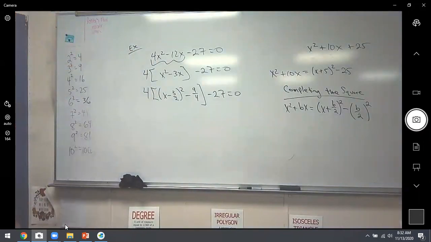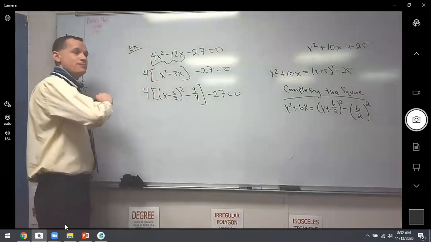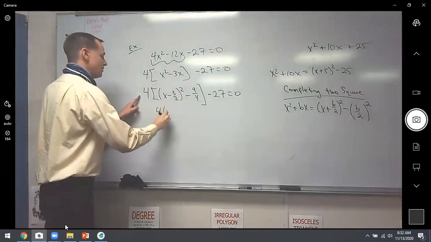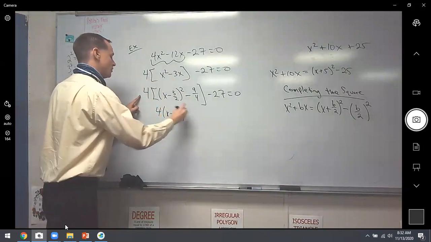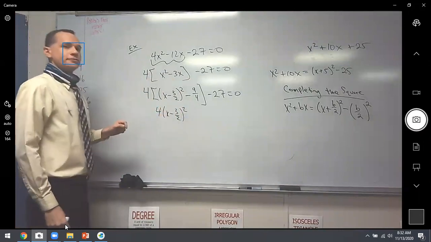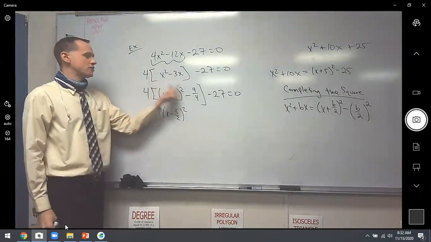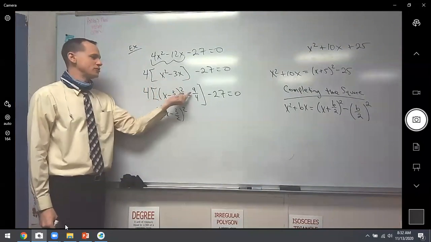The whole reason you factored that 4 out was so you could use this formula. You just use the formula. You're done. Now put the 4 back in. So distribute the 4 back into both of these. That would give me 4 times x minus 3/2 squared. When the 4 goes to this, you have a 4, but you also have a divide by 4.